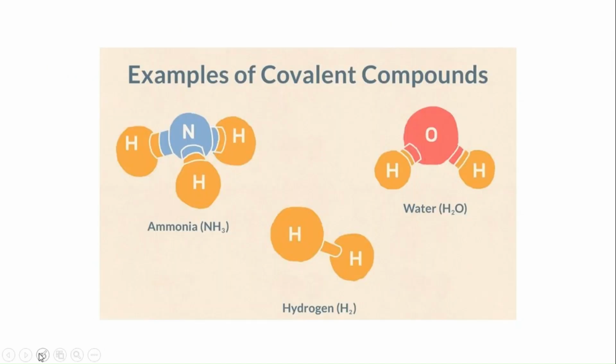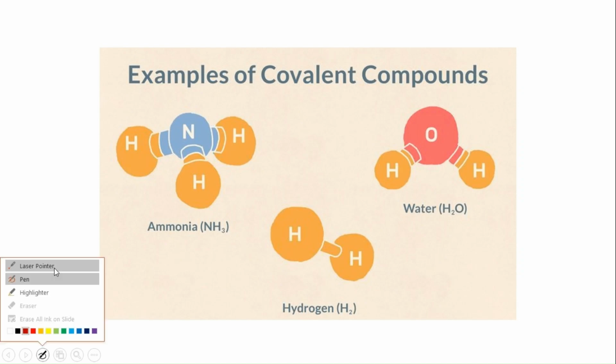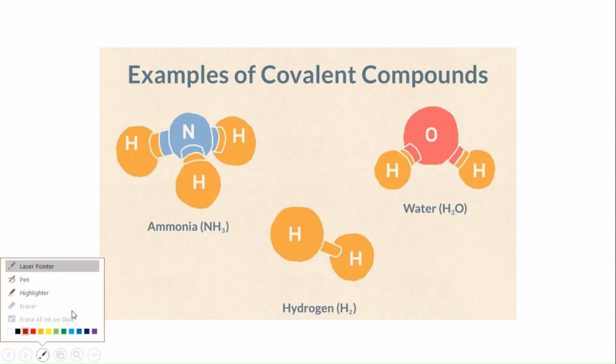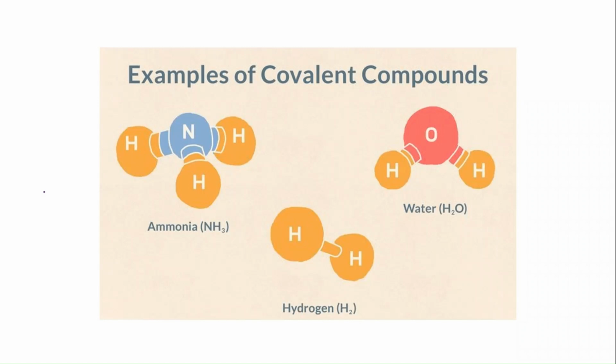Examples of covalent compounds include ammonia, which is present in fertilizers, water, of course, water is a covalent compound, hydrogen, and many other compounds. For example, those I told you are present in our atmosphere, like oxygen gas, nitrogen gas, carbon dioxide. They are all covalent compounds. And yes, some organic compounds like carbohydrates, proteins, and lipids also contain covalent bonds between them.